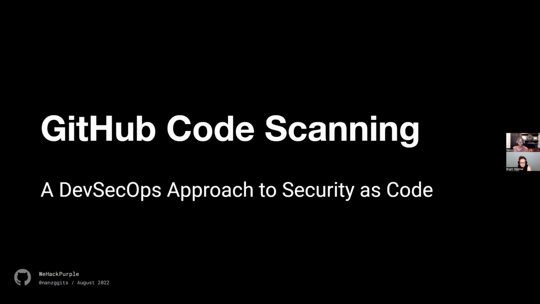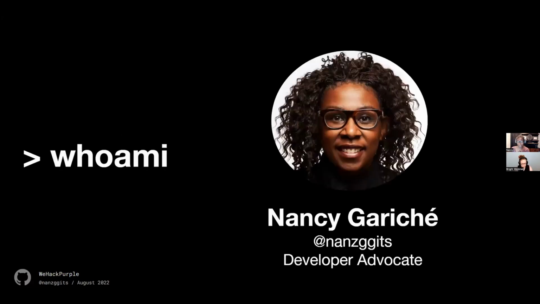So yes, today I'd like to talk to you about GitHub code scanning, a DevSecOps approach to security as code. It's basically a short introduction to security as code and how GitHub code scanning uses that to help you write better code and more secure code by leveraging the expertise of security researchers from the GitHub Security Lab and also from the community at large. So that's a bit of the agenda for today.